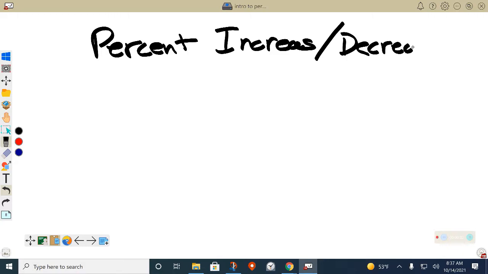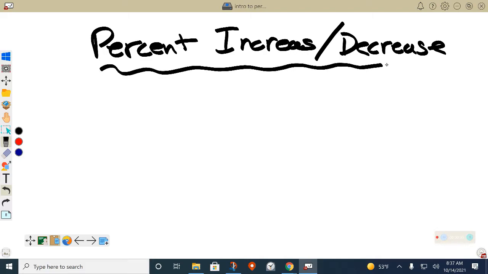So we're all taking notes. We all have our phones away. It's out on the floor right now. You'll have plenty of time to look at your phone later. Phone's away. Title is percent increase, decrease. Okay.